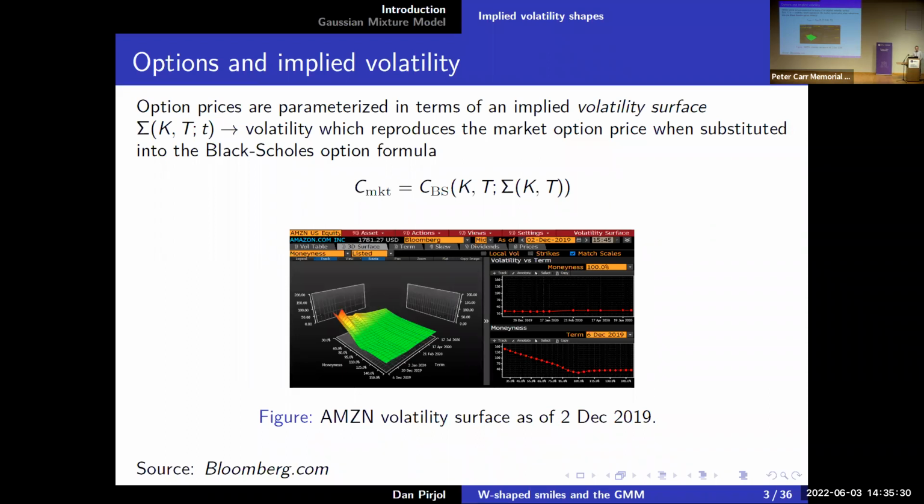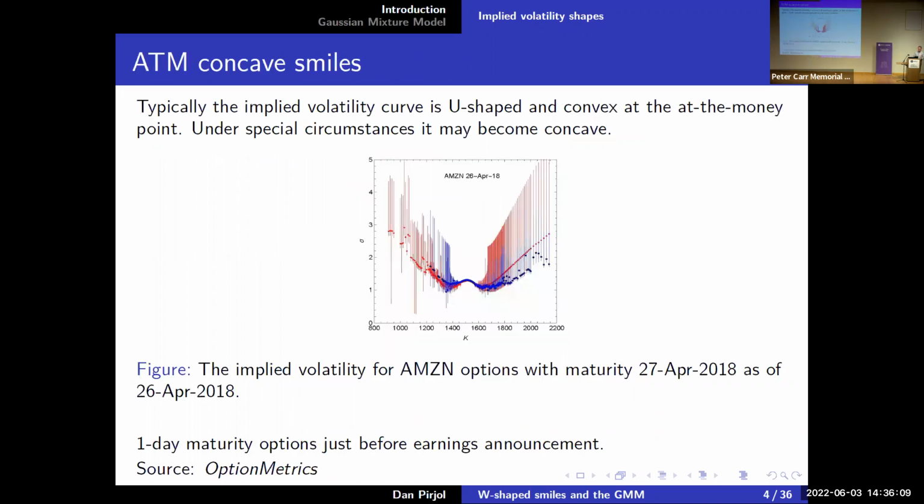Okay, so I'll be talking about options and implied volatility, very well-known concepts to everybody here. Traders prefer to parameterize option prices in terms of a volatility surface, which you can pull down on Bloomberg or your favorite system. That's the shape of a typical volatility surface. This one is for Amazon on a regular market day, typically U-shaped or with a skew, and flattening out in the long maturity limit. But sometimes these shapes can get very strange.